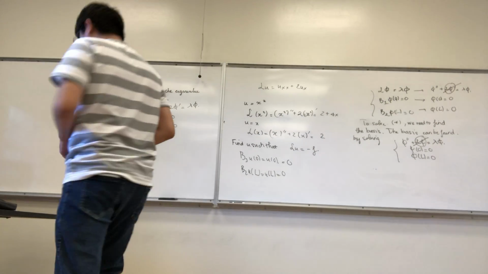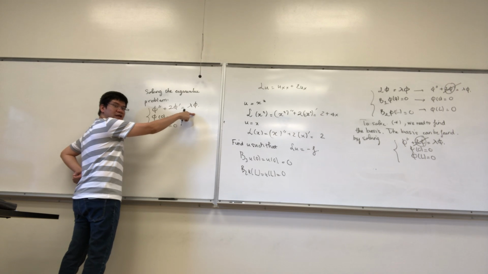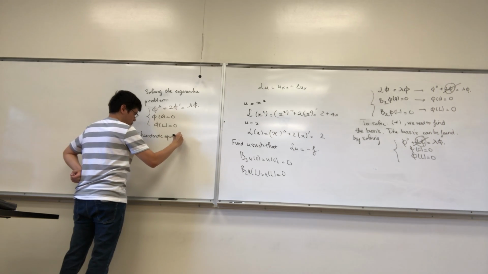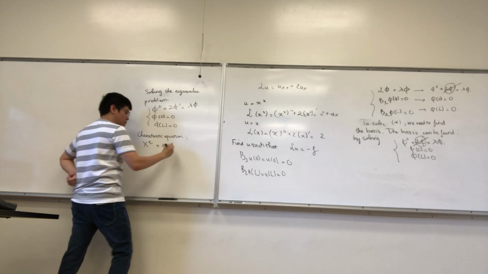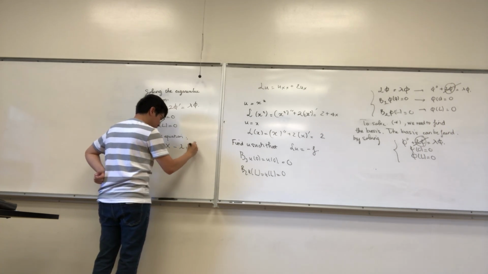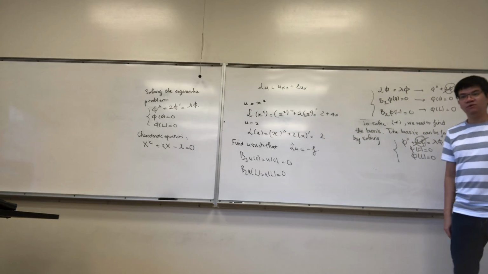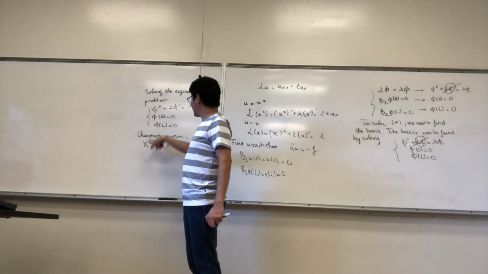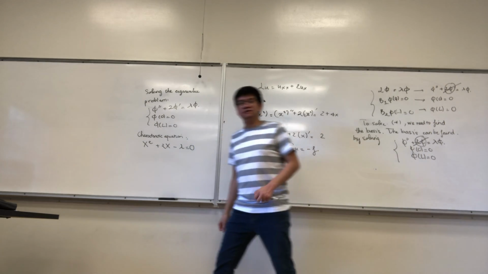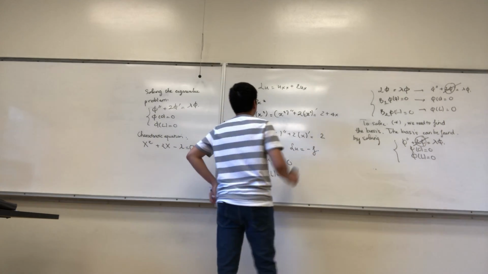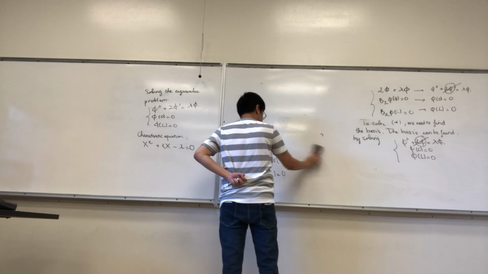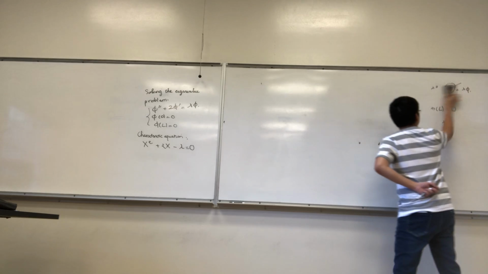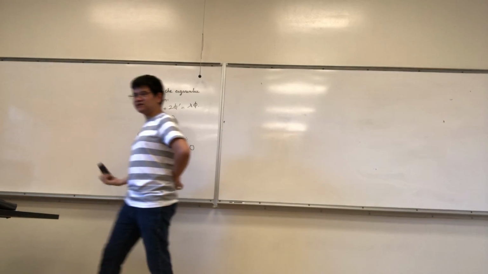Send the characteristic equation. So now I have to write down a characteristic equation for this eigenvalue problem. Characteristic equation: you have x squared plus 2x minus lambda is equal to 0. Basically, you have phi second plus 2 phi prime is lambda phi. So phi second will become x squared, the 2 phi prime will become 2x, and the lambda phi will become minus lambda.